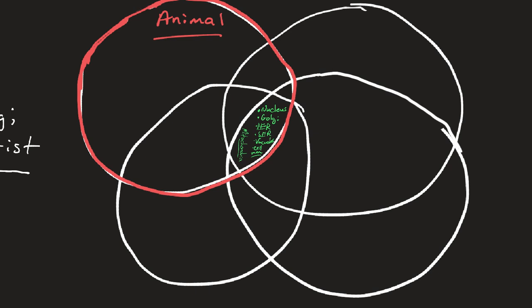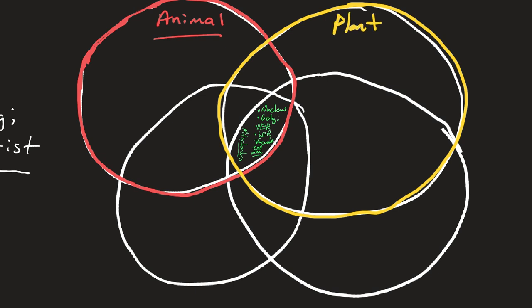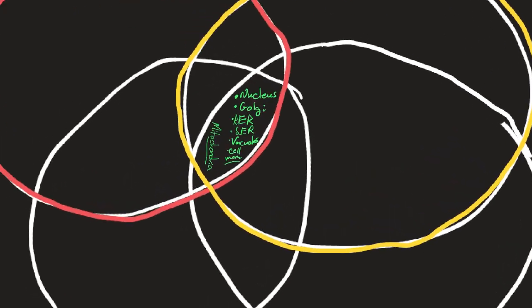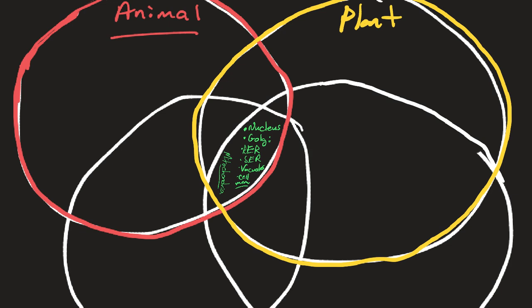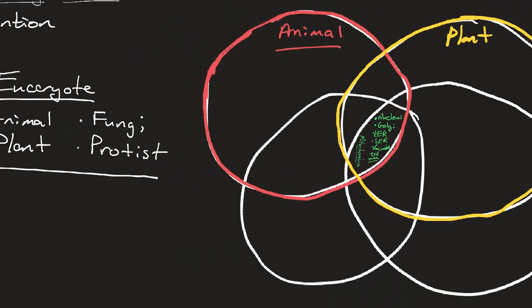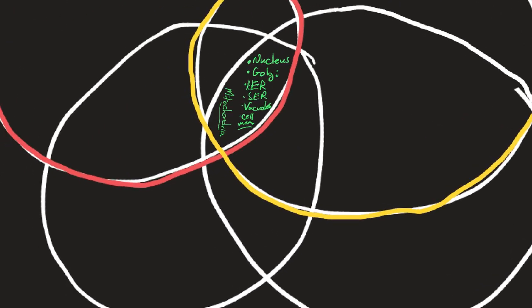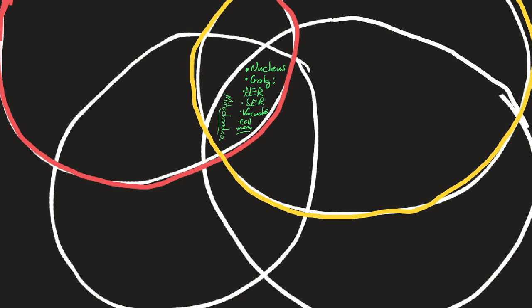So if we would do a plant cell, plants have all of those. They all share all those in common. They share with fungi and some protists, plants share cell wall.